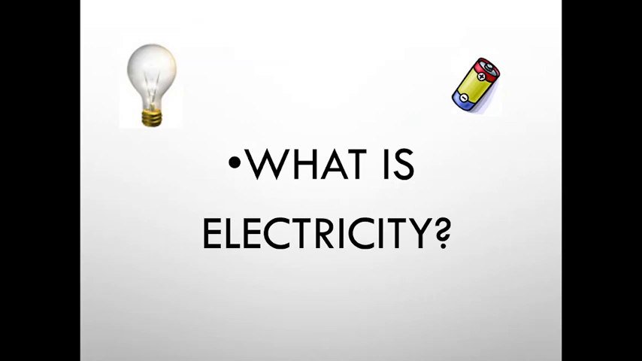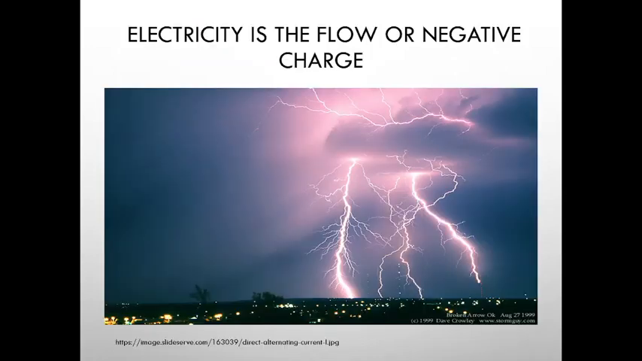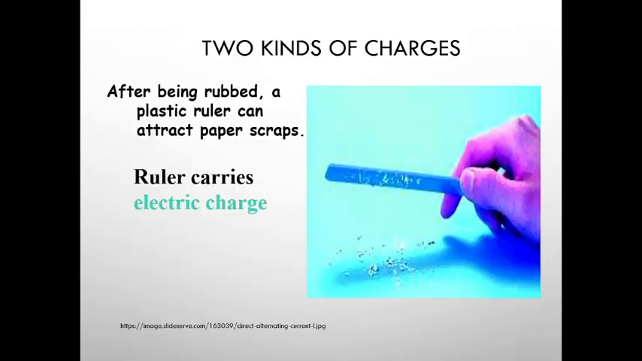So guys, what is electricity? Electricity is the flow of negative charge. Exactly, here you can see the nature of electricity and negative charges. Also, we have two kinds of charges. After being rubbed, a plastic ruler can attract paper scraps. Also, you can see an example of this on my screen. The ruler carries an electric charge.